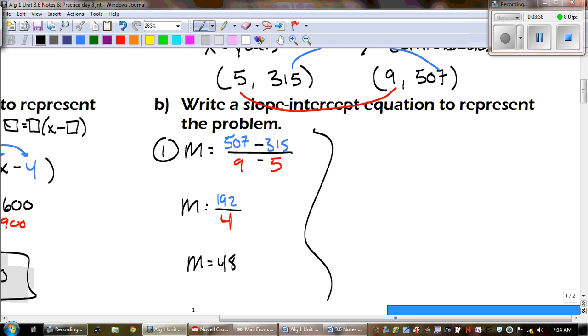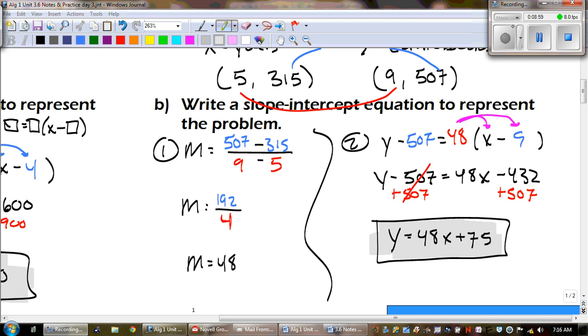Okay, and I want you guys to put it into point slope. So go ahead and pause the video. Remember, you can use any point you want to. Just know that your slope is 48. Okay, good luck. Okay, and you should have gotten y equals 48x plus 75.